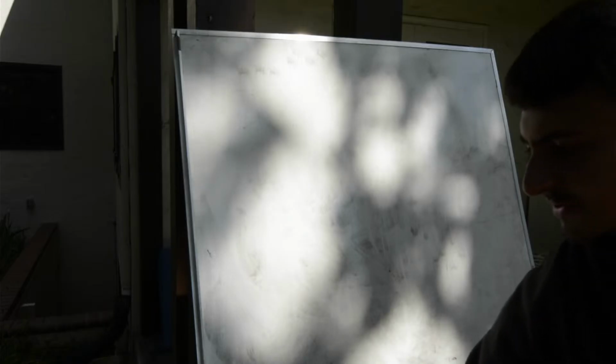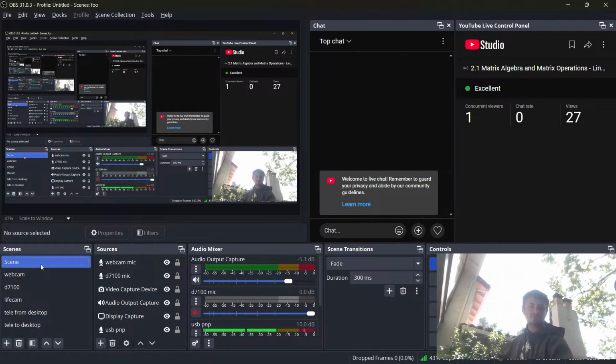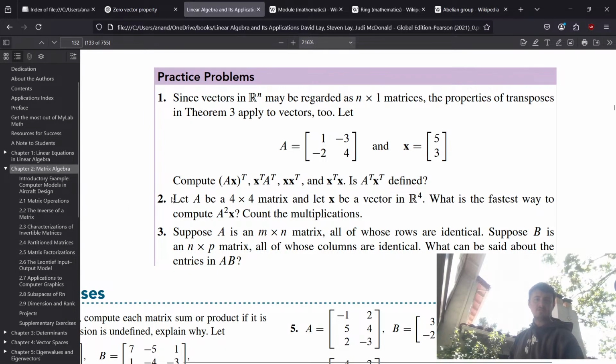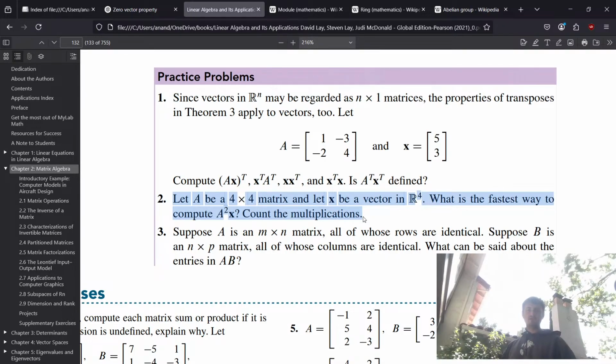All right, let's do the second problem. So I wonder if, maybe to introduce the problem, I will scene switch. So the second practice problem is: let A be a 4x4 matrix and X be a vector in R4. What is the fastest way to compute A squared X? So let's think about the number of multiplications there.